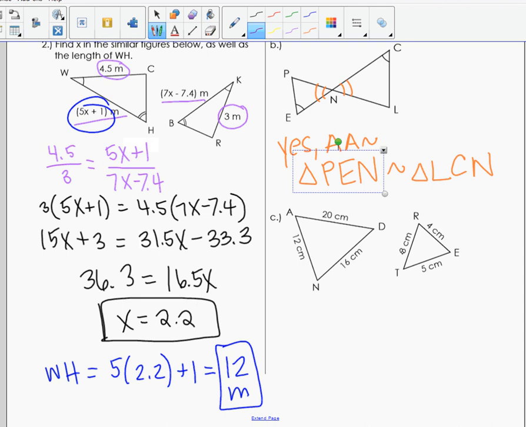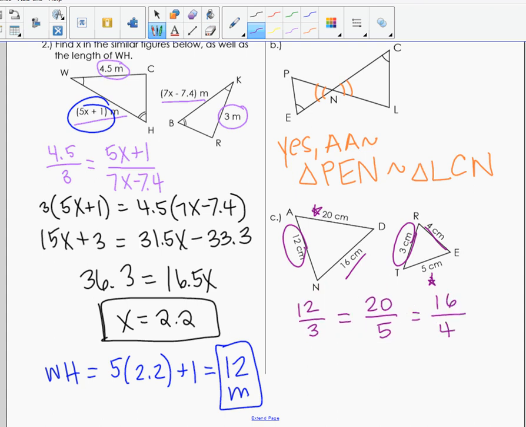hopefully you're thinking side, side, side. No angles are marked, so angle, angle is totally out of the picture, as is side, angle, side. So you have to check your sides. This is my smallest side and my smallest side. This is my biggest side and my biggest side, and then middle and middle. Okay, so it's kind of similar to the first question. You need to check and make sure you have the same scale factor, that your sides are proportional. So 12 over 3, 20 over 5, and 16 over 4.